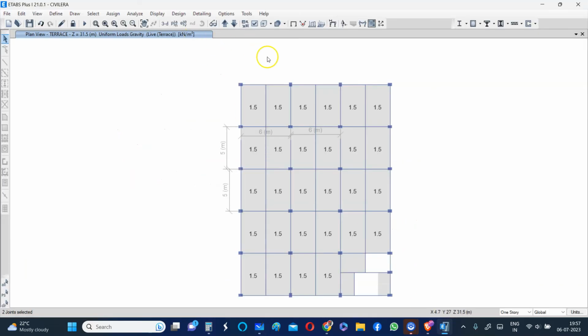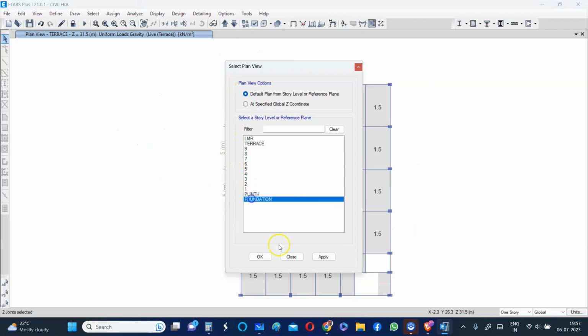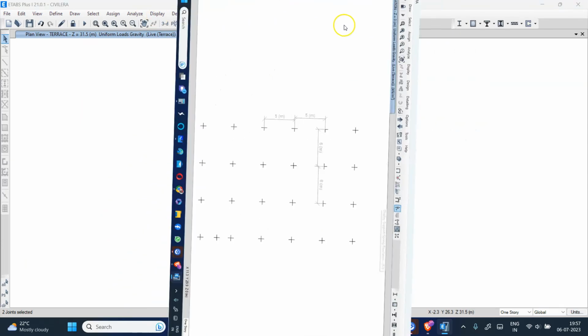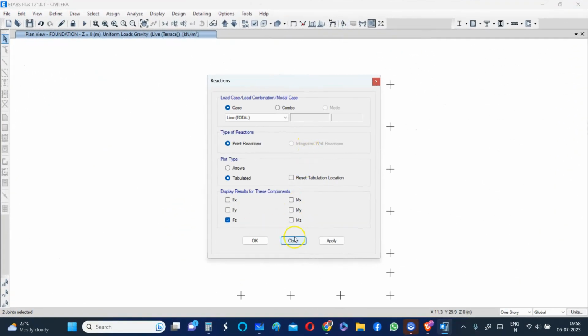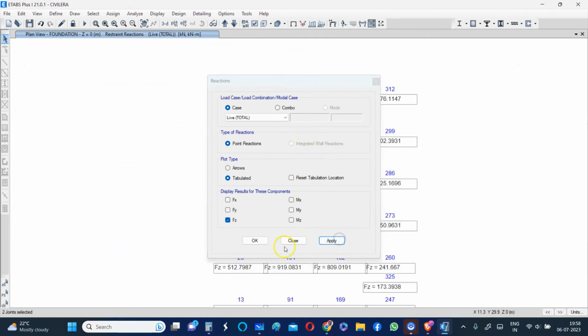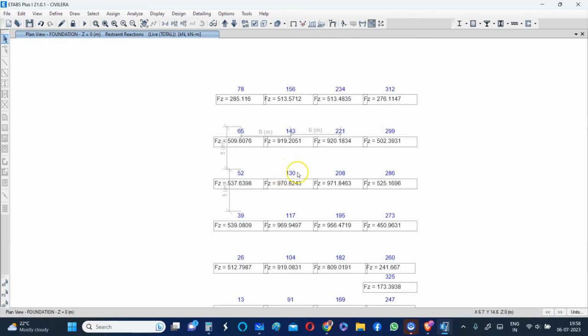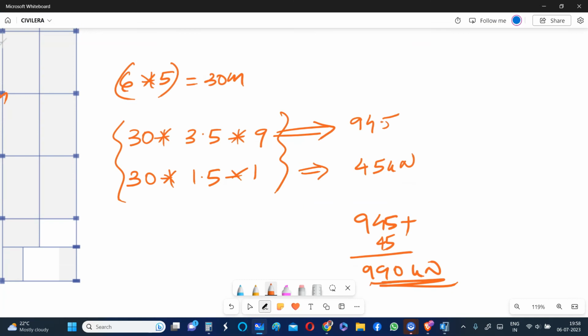If you remember, the load in the support in that particular column was, I'm going to display that once more for you and let us check that. You can see that you have around 970 kilonewton over there. Now if you check here, it's very closely matching. 990 versus 970 is not a huge difference.